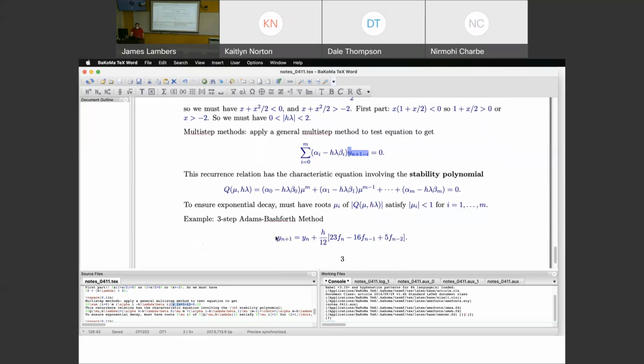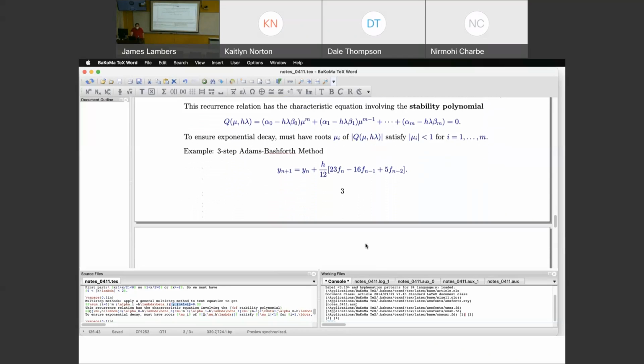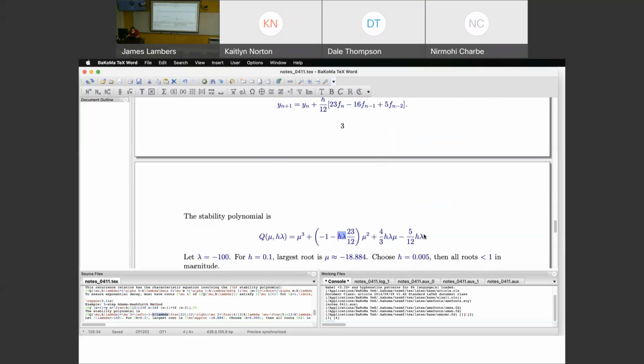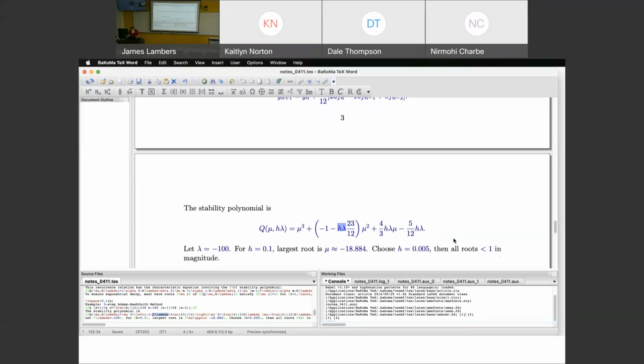Here's an example involving the Adams-Bashforth method, a 3-step method. So here's the stability polynomial. That is determined partially by these coefficients of the Adams method, and we have a parameter h lambda appearing in various spots. Now the thing is, once you pick an h lambda, you have to get the roots numerically. So there's no nice formula to determine the stability constraint in this case.